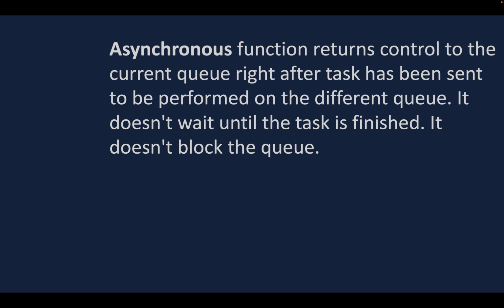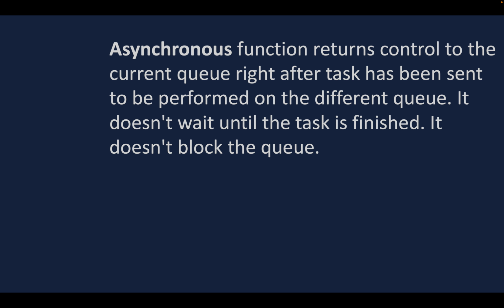Async functions return control to the current queue right after the task has been sent to be performed on a different queue. It doesn't wait until the task is finished. It doesn't block the queue. So what does that mean? Basically, if you are calling something on an async function, it will just send it to some other queue and it will not wait till the task is finished. Irrespective of whether that's finished or not, it will continue doing whatever it was doing. So it won't wait for it.